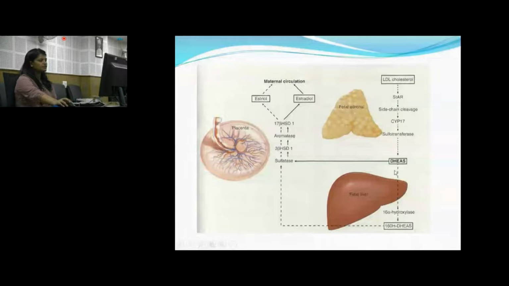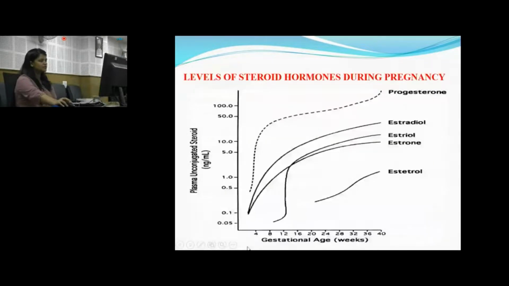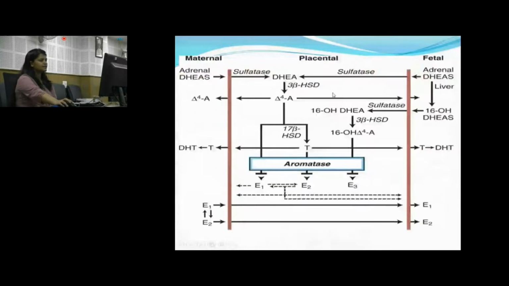It is dependent on DHEA in the placenta, which on subjection to enzymes like sulfatase and aromatase, estriol and estradiol are secreted. Estradiol is again returned to the maternal circulation. So these are the levels of steroid hormones during pregnancy. Progesterone peaks till the term. Estradiol, estriol, and estrone also increase till the term. This is again the placental estrogen synthesis.